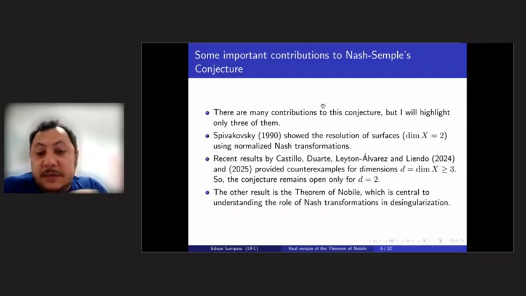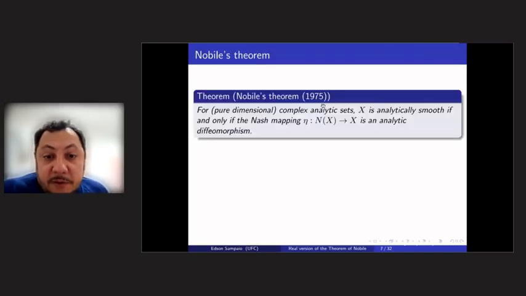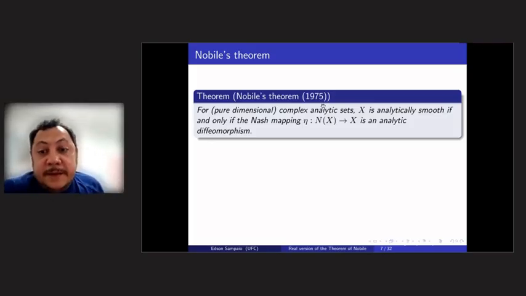The other result is the Theorem of Nobile, which is central to understanding the role of Nash transformations in singularization. It states the following: for a pure dimensional complex analytic set X, X is smooth if and only if the Nash mapping is an analytic diffeomorphism. And here, analytic diffeomorphism means that it is analytic always because it's a projection, but the inverse exists and is also analytic. And analytic here means it's locally a restriction of an analytic function.